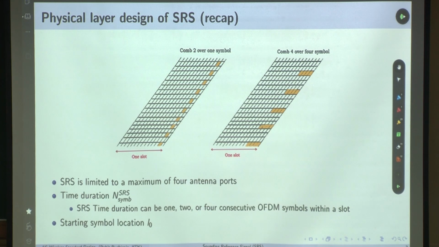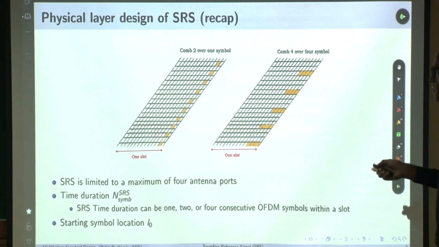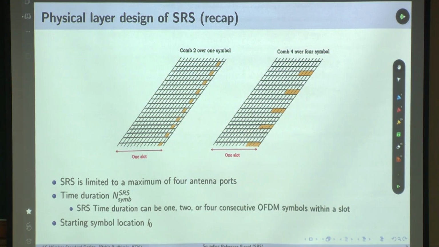Now, we discussed in the last class that SRS comes only at the end of the slot. The reason is that the beginning of the slot is occupied by the downlink. So if it is a TDD system, it will switch from downlink to uplink, and that is where it typically comes. We should keep that in mind.